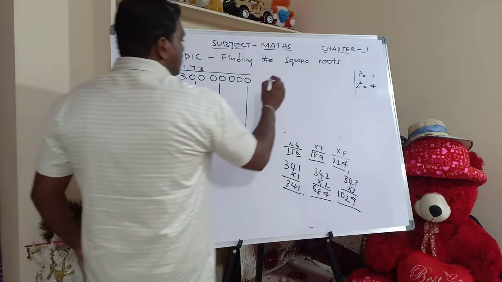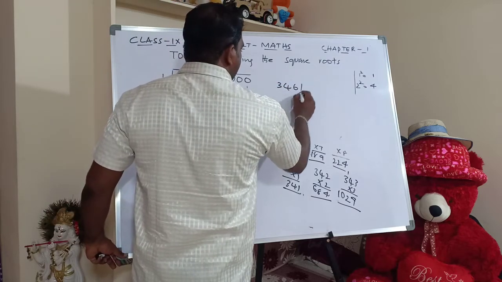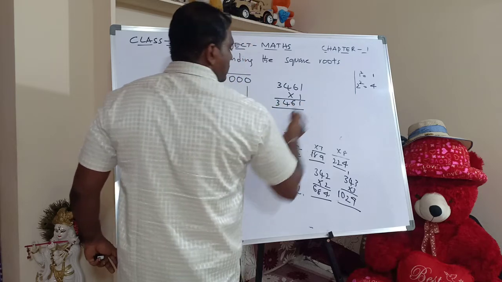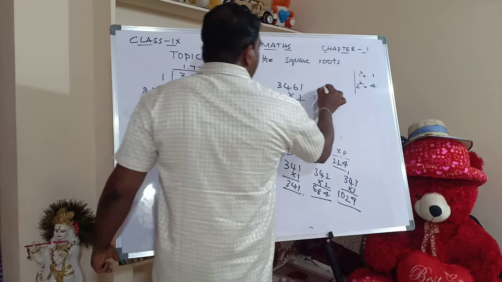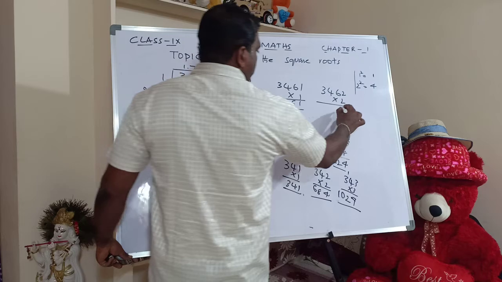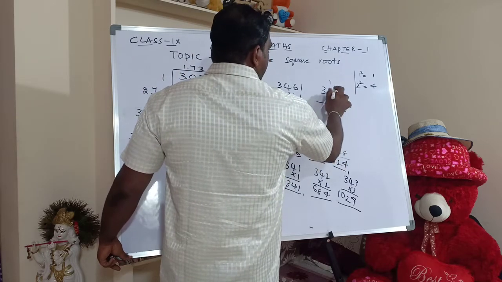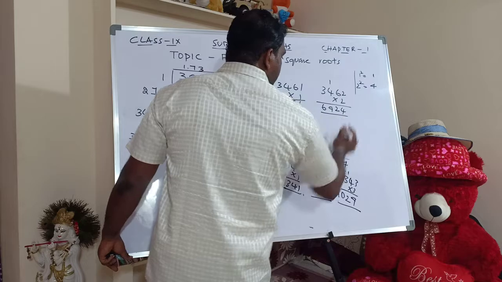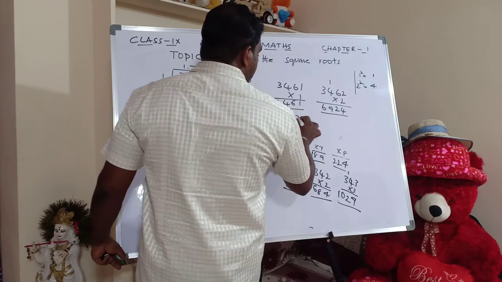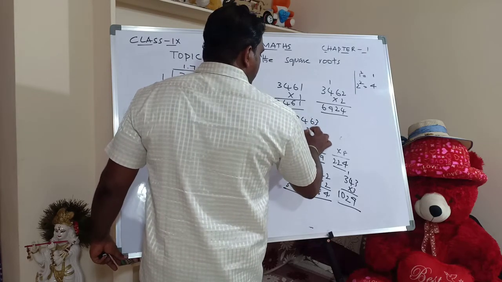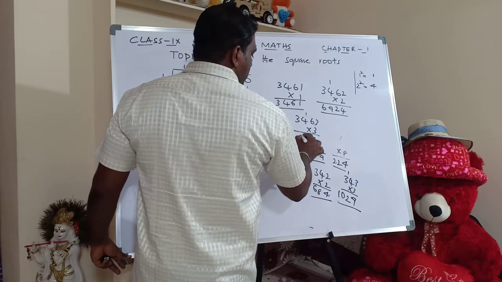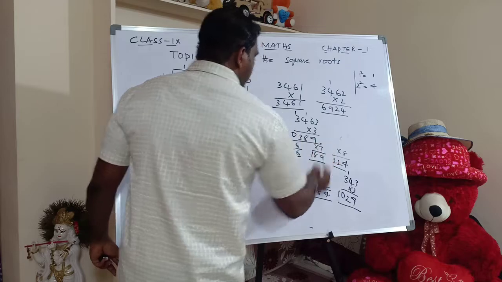The next step is 3, 4, 6, 1 into 1. How much will I get? 1, 6, 4, 3. Next, 3, 4, 6, 2 into 2. 2 2s are 4, 2 6s are 12, 2 4s are 8, 9 and 2 3s are 6. How much was it? 6,924. Then next, 3, 4, 6, 3 into 3. 3 3s are 9, 3 6s are 18, 3 4s are 12, 13, 3 3s are 9, 10,389.